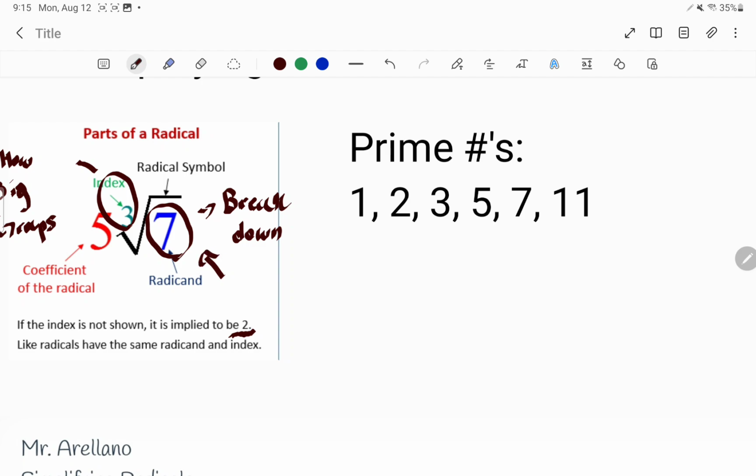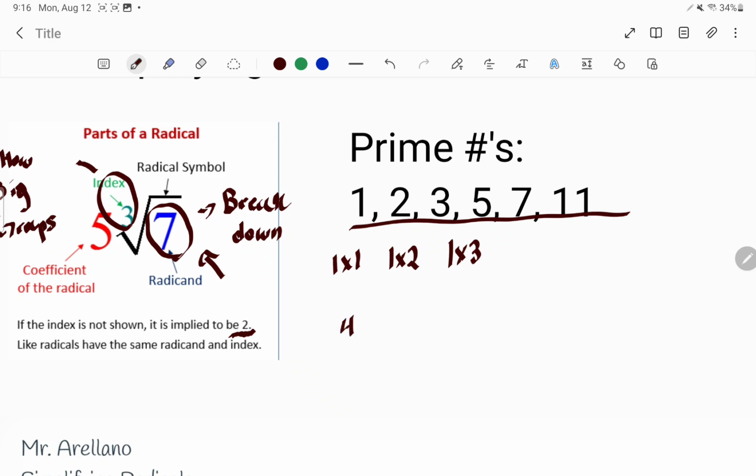Whenever you simplify the radicand and it is a number, we're going to have to find what we call prime numbers. Prime numbers are numbers where the only way that you can get the number is by multiplying by 1. And this is what I mean. 1 times 1 is the only way you can get 1. 1 times 2 is the only way you can get 2. 1 times 3 is the only way you can get 3.